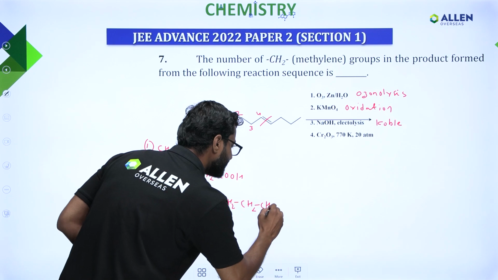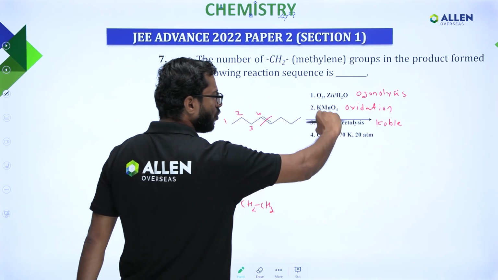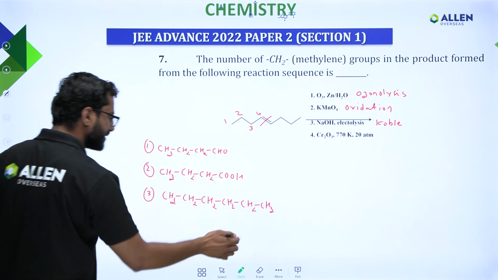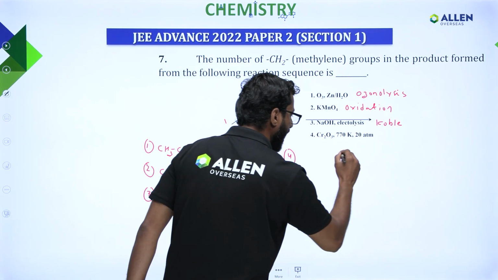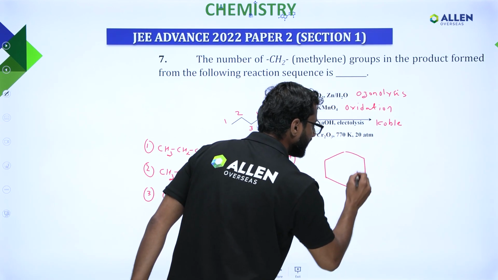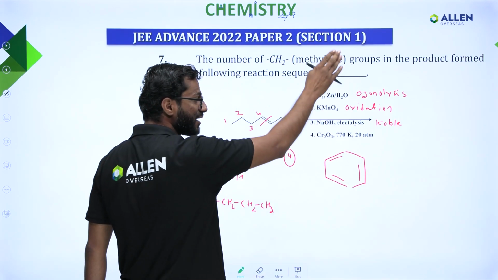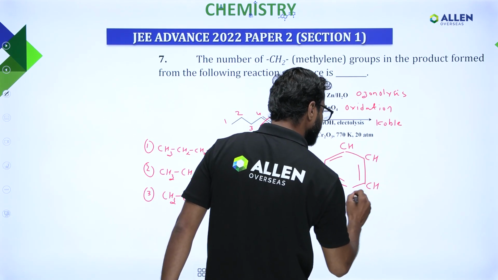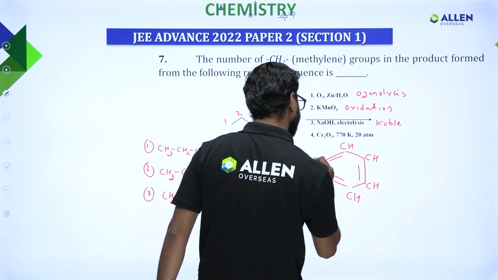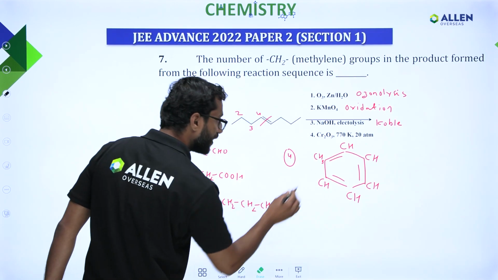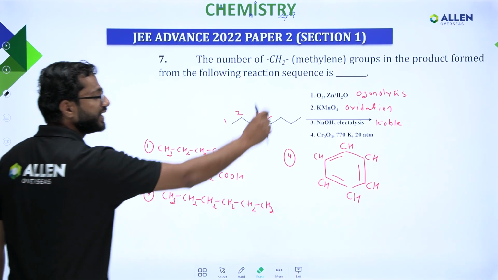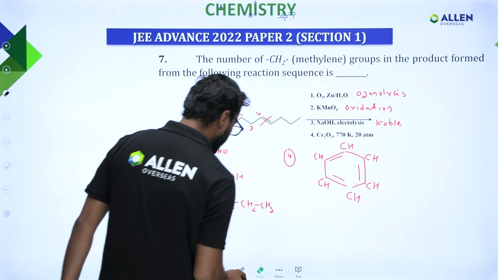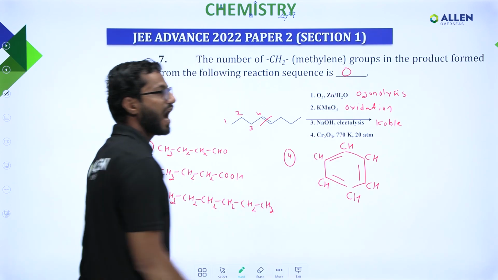We have N-hexane. Under Cr2O3 and such temperature and pressure, this compound gets converted into a benzene ring. We know there are 6 carbon atoms in the benzene ring, and we have CH here, CH here, CH here, CH here, CH here, and CH here. So finally we have only CH groups in benzene. There is no CH2 group. So finally we have 0 as the answer.